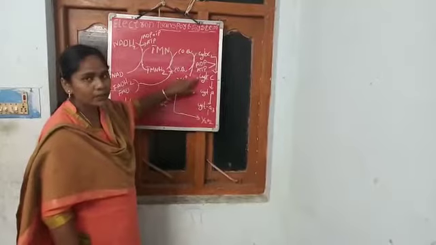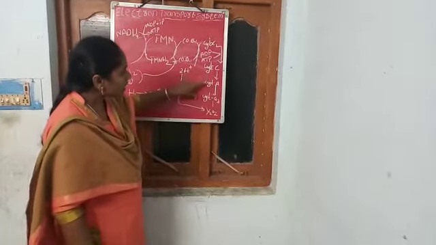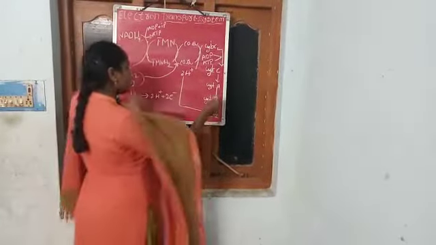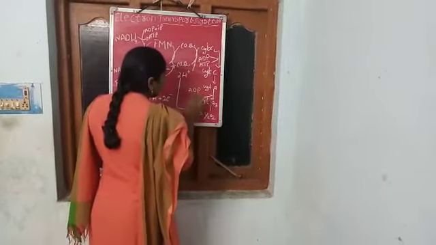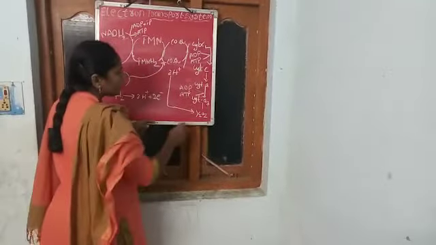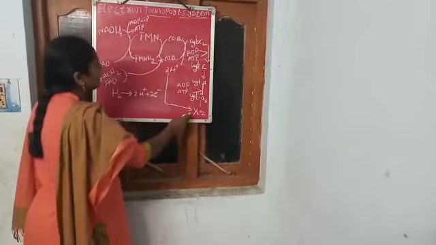Next, cytochrome c passes to cytochrome a. Next, cytochrome a passes to cytochrome a3. In this reaction, ADP gets converted into ATP. Finally, cytochrome a3 passes to O2.